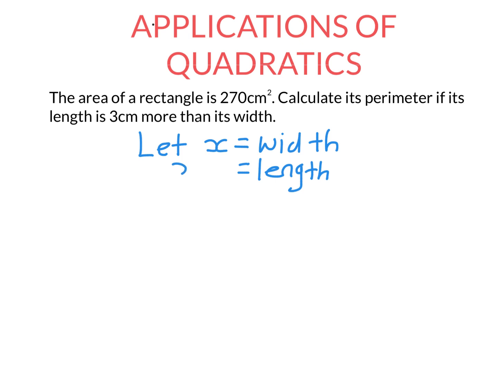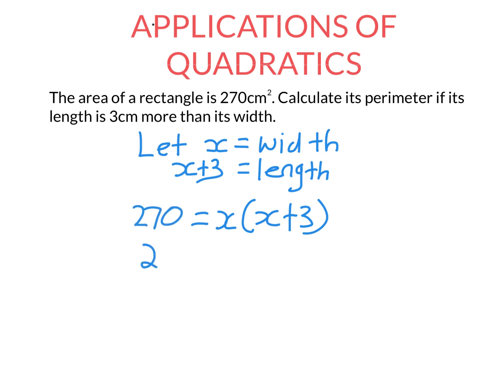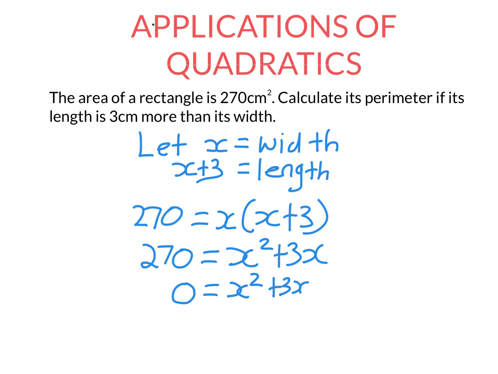If the width is x, the length must be x plus 3. It is whatever the width is plus 3. So the area of this will be length times width. But hang on a minute, the question told us that the area was 270. So now we have a quadratic equation to solve that we've solved heaps of times. Of course, x times x and x times 3 is 3x. Now whenever you're solving a quadratic equation, you must make one side equal to 0. So x squared plus 3x minus 270.